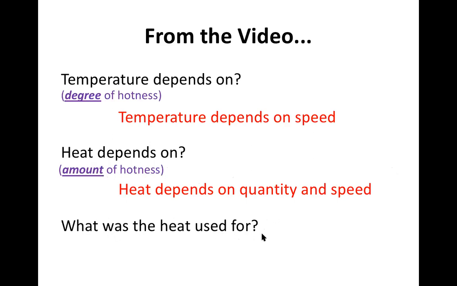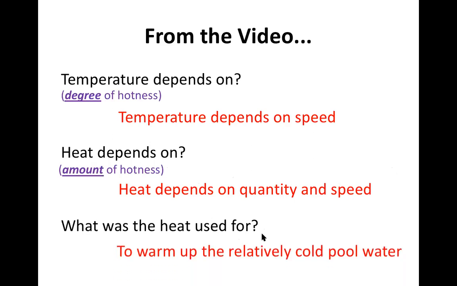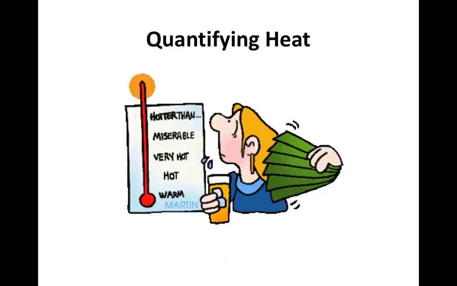And what was the heat used for in the video? It was used to warm up the relatively cold pool water. And to warm up something significantly, we need a lot of heat. So we'll need the particles to be much hotter than the stuff we're warming, and/or we'll need a lot of those hot particles. So let's quantify heat.